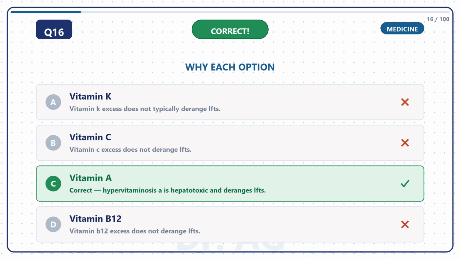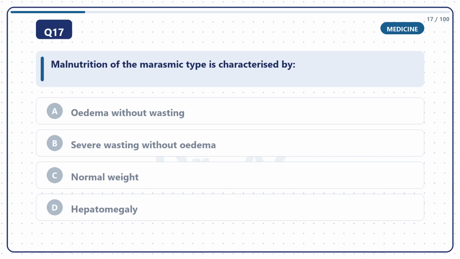Correct. Hypervitaminosis A is hepatotoxic and deranges LFTs. So, the right answer is option C. Vitamin A. Question 17. Malnutrition of the marasmic type is characterized by option A, oedema without wasting.